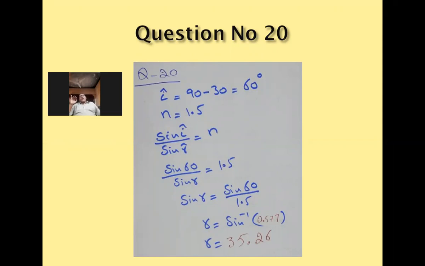According to Snell's law, sine I divided by sine R. So we will have sine 60 divided by sine R equals 1.5. Make sine R the subject, so it will be sine 60 divided by 1.5. Doing this on the calculator, it will be 0.577. So R will be equal to sine inverse 0.577, and the answer will be 35.26.